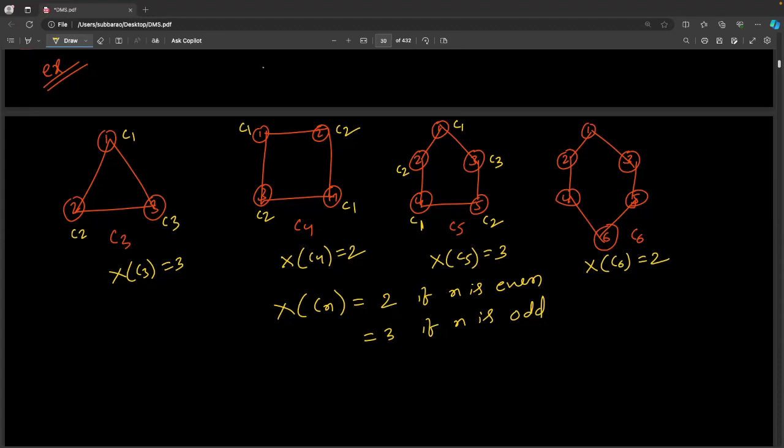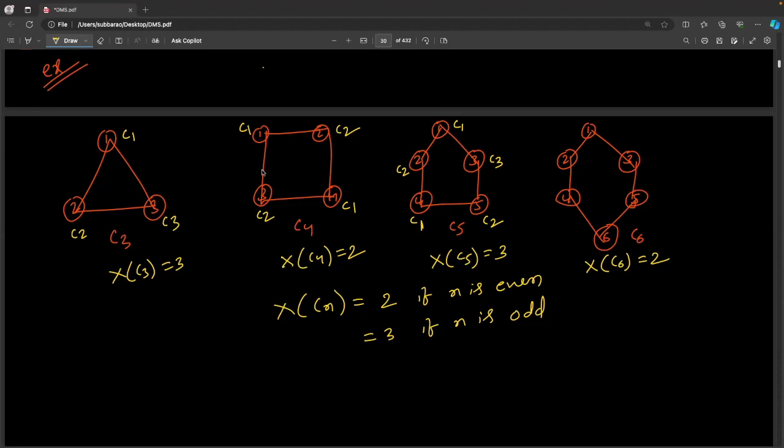Odd length cycle, someone is saying that it is a 2 regular graph. Am I right or not? It is a 2 regular graph. Everywhere degree 2 only. It is a 2 regular graph, right? But instead of saying 2 regular, see, 2 regular is a broad line, big line.